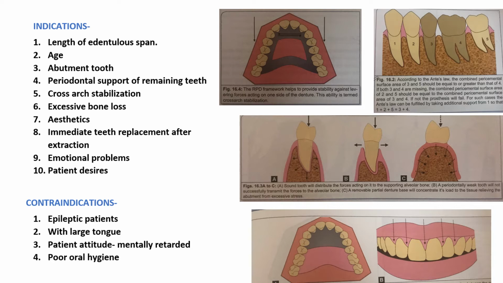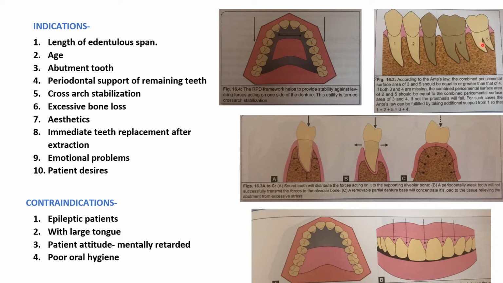Now as you can see over here, this is Ante's law. Ante's law is used in fixed partial dentures. It says that the pericemental surface area of the abutment teeth to be used for a fixed partial denture must be equal to or exceed the pericemental surface area of the teeth being replaced. Now as you can see, these two are the missing teeth and you have to replace them. These are the teeth adjacent to them. So the surface area of these teeth should be more than or equal to these teeth.